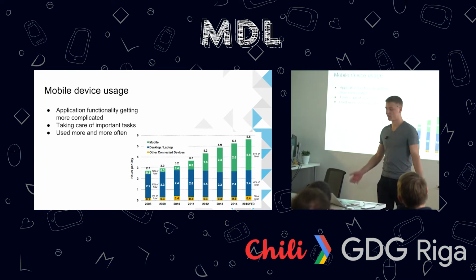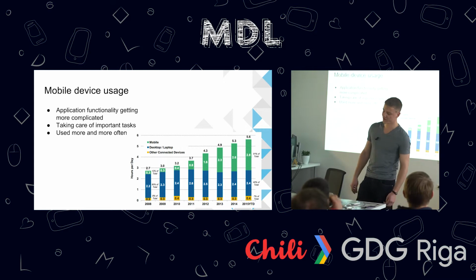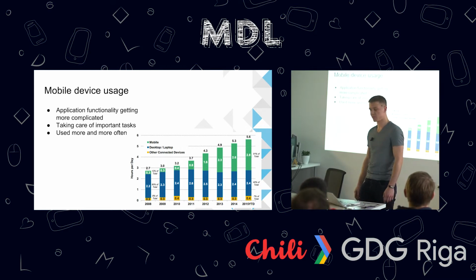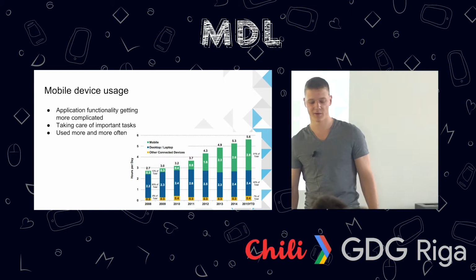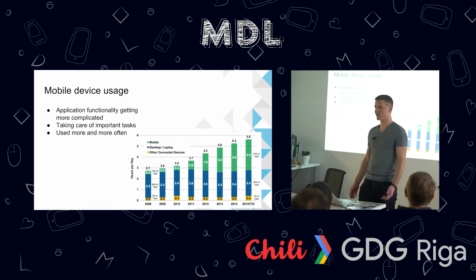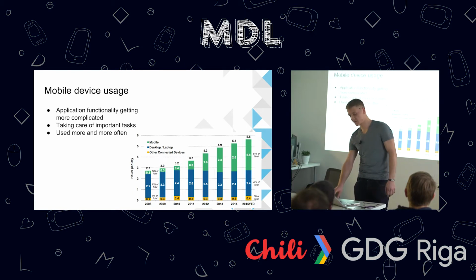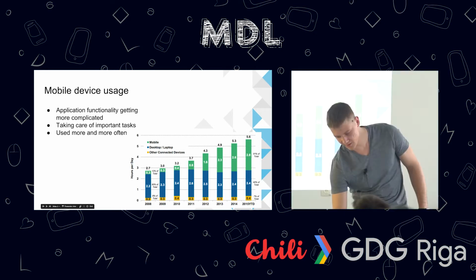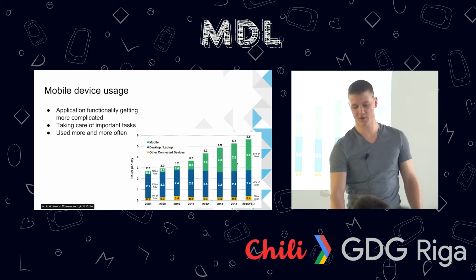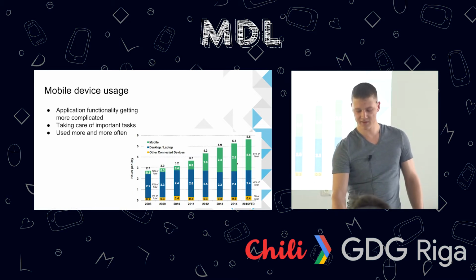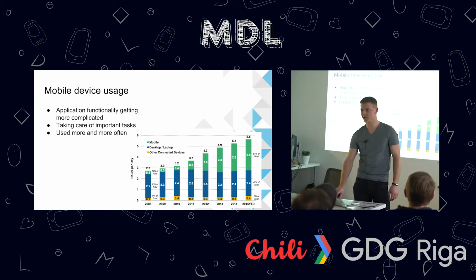For example, we are developing applications, and the functionality of those applications is getting more and more complicated, and they're taking care of more and more important tasks, for example, banking solutions, money transfer and such, and users use them more often. In the graphic we can see that mobile takes more time than desktop users. So this code is getting more and more complicated, and it's harder and harder to test.